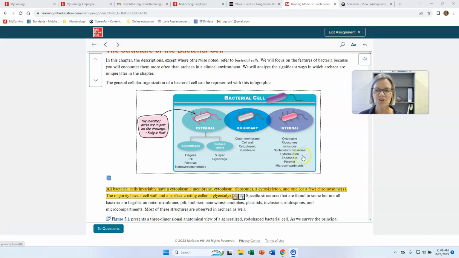The parts that you need to know about are clearly listed on your study guide. For example, I'm not going to talk about S layers, but I am going to talk about glycocalyx, and glycocalyx is listed on your study guide.